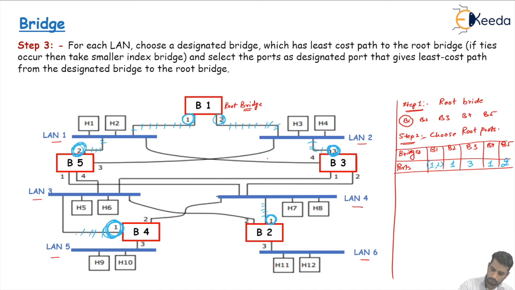Mark these one. Okay, these ports are marked and these cables are marked as the important ones for this bridge. Now let's go for the next, for bridge number 5.